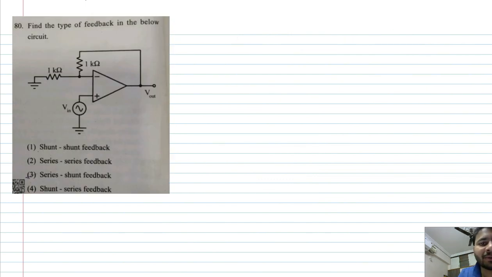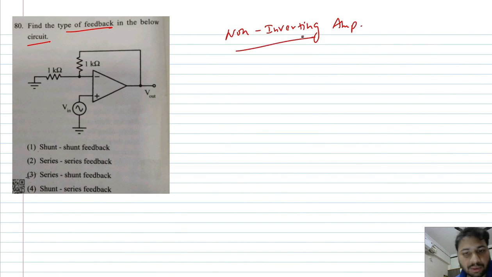Find the type of feedback in the circuit. First of all, the given circuit, is it not the non-inverting amplifier? Yes. So in a non-inverting amplifier, which is the feedback element? Is it not this 1 kilo ohm resistor? This 1 kilo ohm resistor, that is the feedback element.